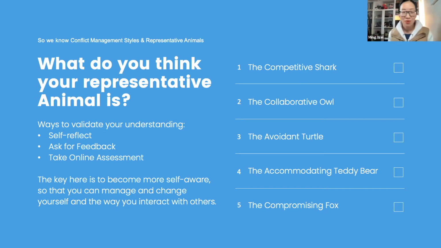Ooh, someone said teddy bear, like me. Someone said shark. Someone said teddy bear. Okay, we have got lots of teddy bears in this room. That's great. Okay, excellent. Oh, we have got owl as well.